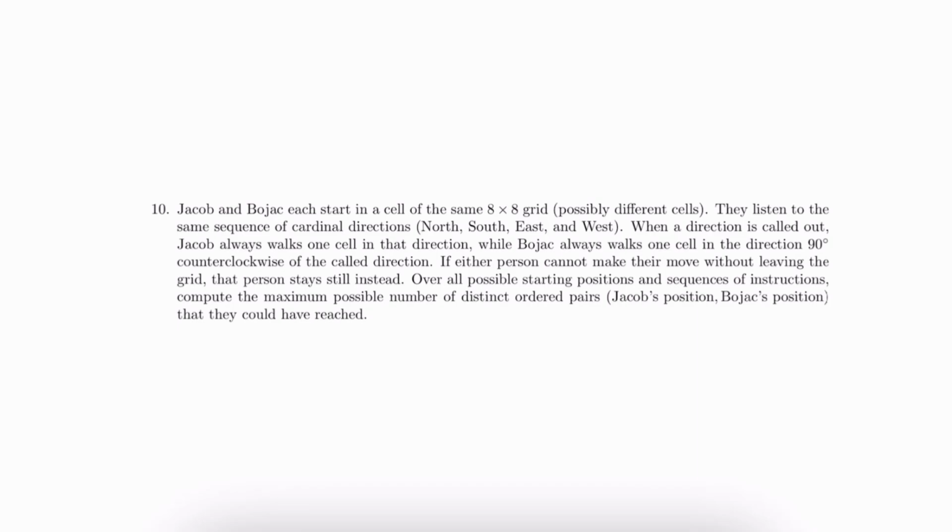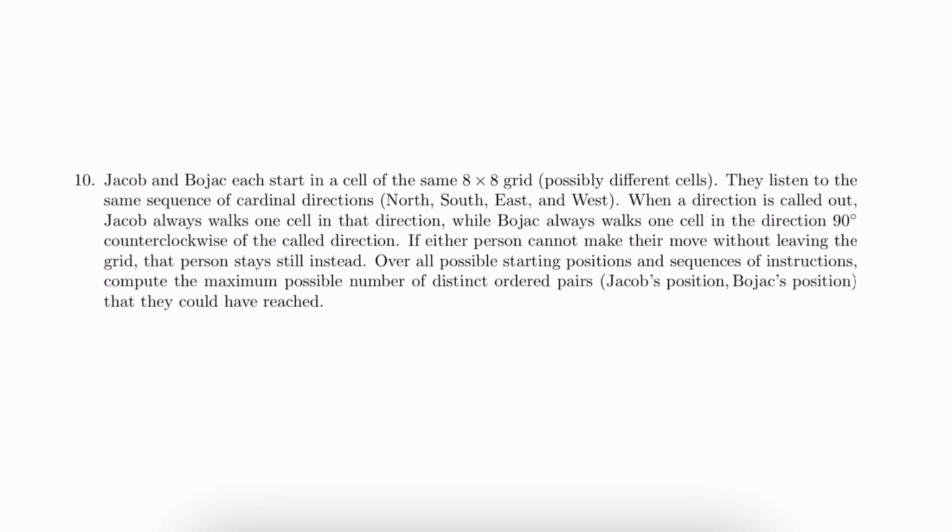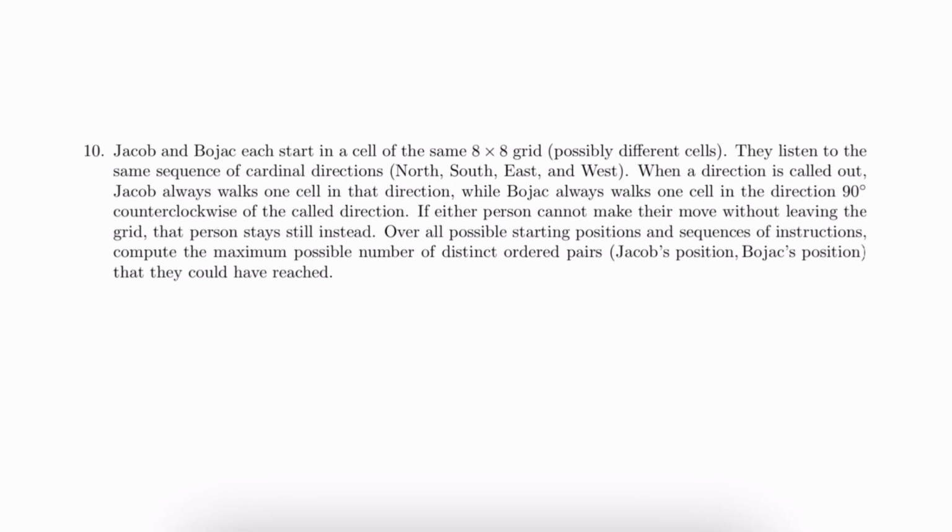Today we have problem 10, the last problem from the Harvard MIT math tournament, and it's a pretty good problem, pretty cool one too. We're given that Jacob and Bojack each start in a cell in the same 8 by 8 grid, and possibly different cells, and they listen to a sequence of cardinal direction calls, north, south, east, or west. And when a direction is called out, Jacob always walks one cell in that direction, while Bojack walks one cell in the direction that is 90 degrees counterclockwise of the called direction.